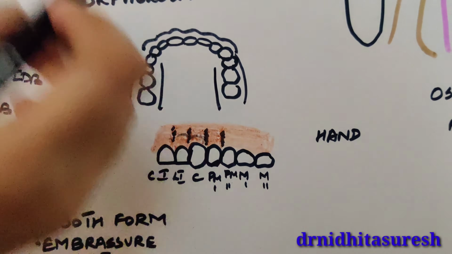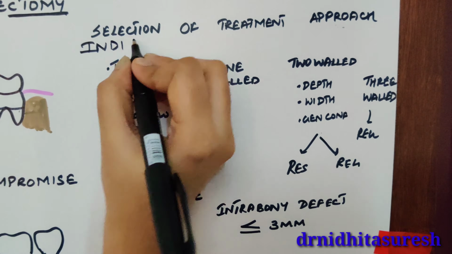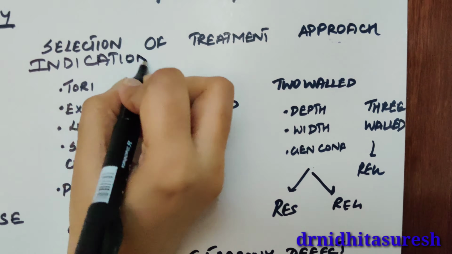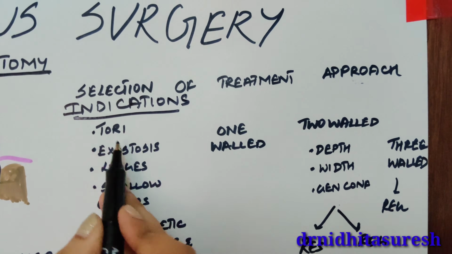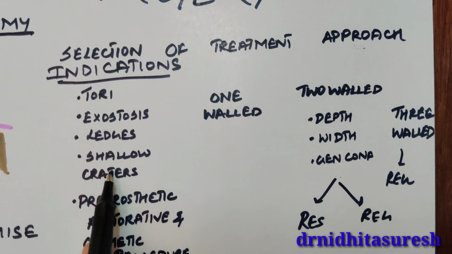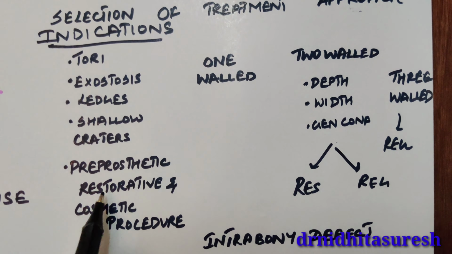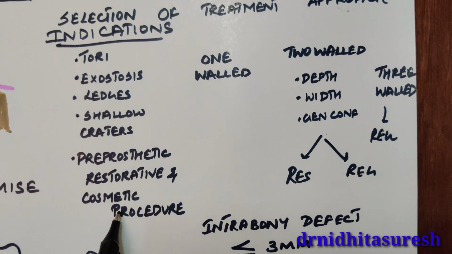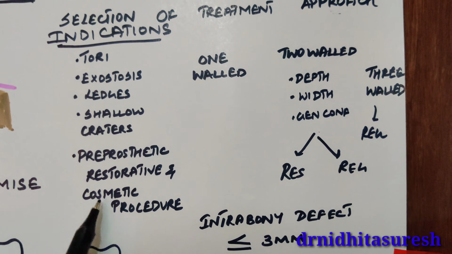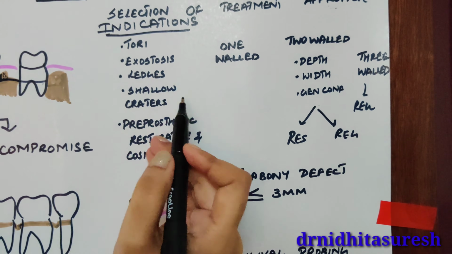Okay. Now, what are the indications to do a resective osseous surgery? You can do a resective osseous surgery in case of a torus, in case of exostosis, in cases of a ledge, a shallow crater, pre-prosthetic procedures and restorative and cosmetic procedures like clinical crown lengthening. So all that, we can use the resective osseous surgery.